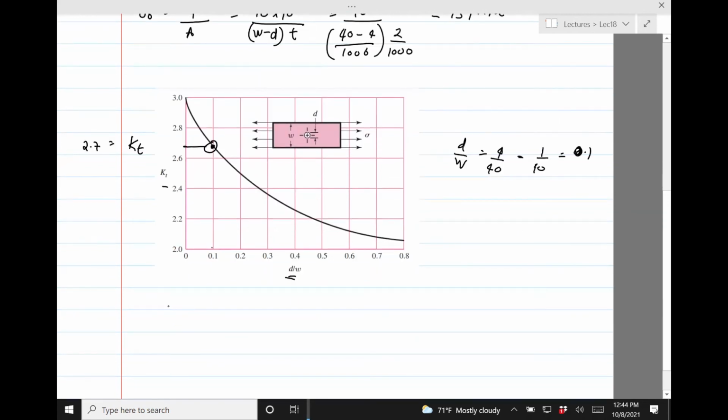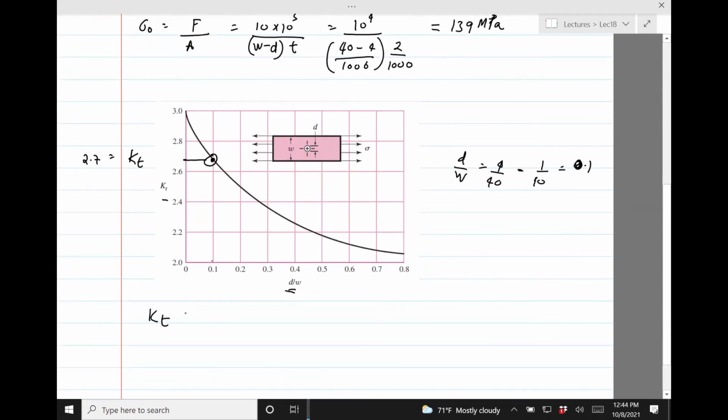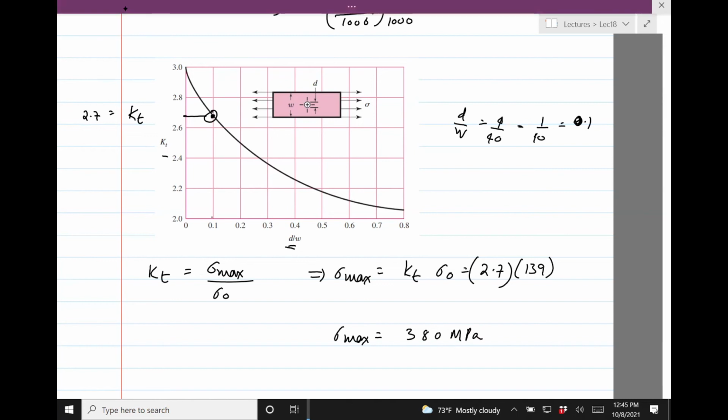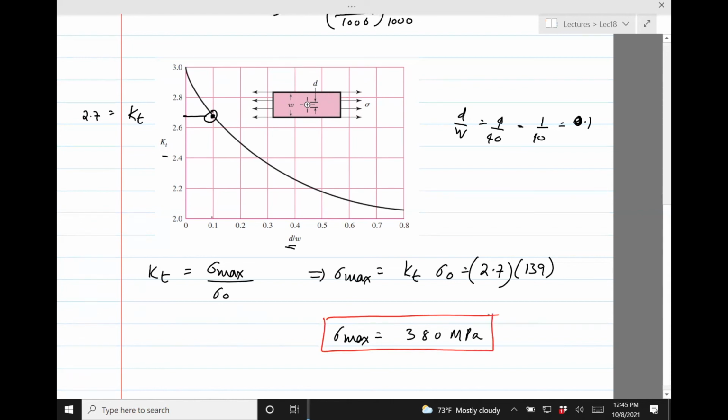So 2.7. Now we have KT is sigma max divided by sigma 0. And so we can say that sigma max is KT times sigma 0, which comes out to be 2.7 times 139. So sigma max is 380 MPa. You can see that the stress is actually almost 3 times the nominal stress. That's the effect of stress concentration.